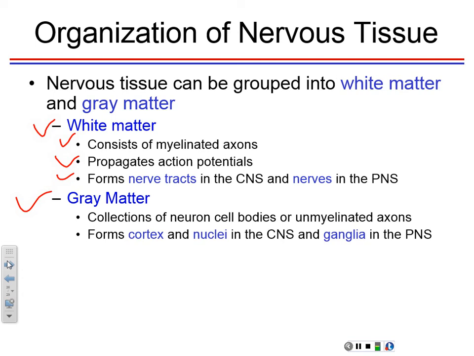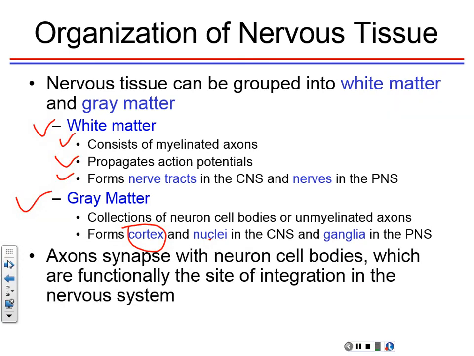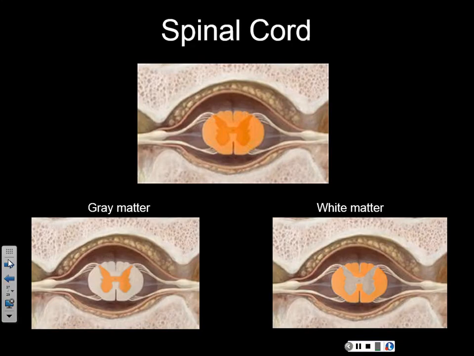That's what forms the gray matter on the outside of the cerebral cortex. On the inside there are also some nuclei that are gray matter as well, and then, of course, ganglia on the periphery. Axons synapse with other axons and cell bodies, and that's where the integration takes place. When one neuron takes information to another neuron, those are interneurons, and they connect together in synapses and process sensory information that way.